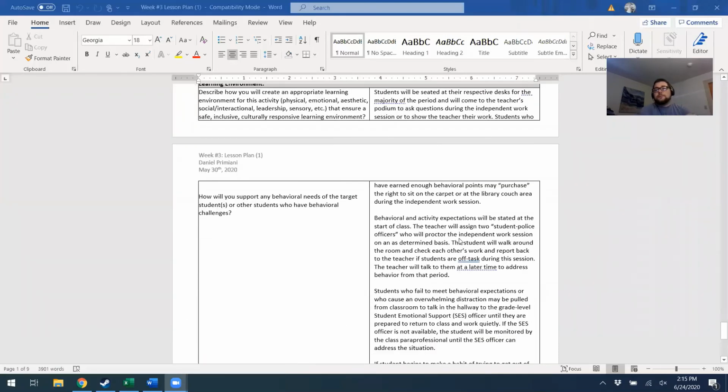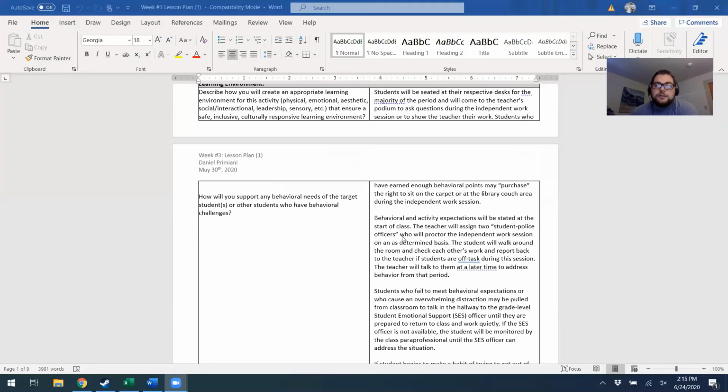The learning environment, just to quickly give you a rundown of what that would look like. Students would be seated at their respective desks for the majority of the period, and they would come to the teacher's podium to ask questions during the independent work session or show the teacher their work. Students who have earned enough behavioral points, that's something we set up, incentives, may quote unquote purchase the right to sit on the carpet or at the library couch area during the independent work session. But for the most part, when they're working in cooperative groups, either with their partner or with their small group, they're at their desk with their group or with their partner.